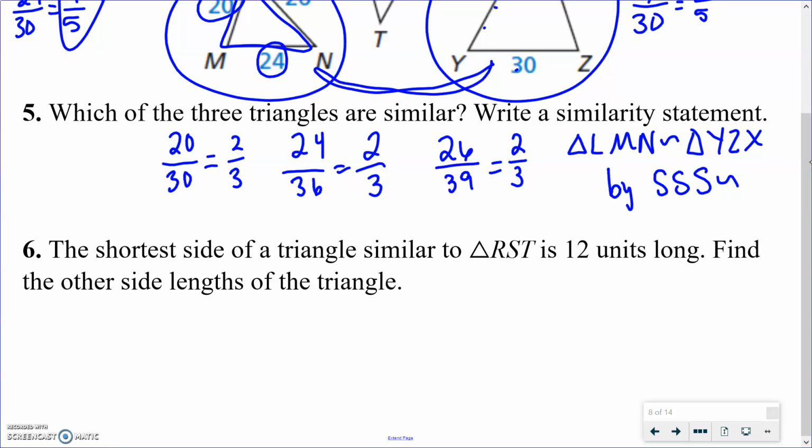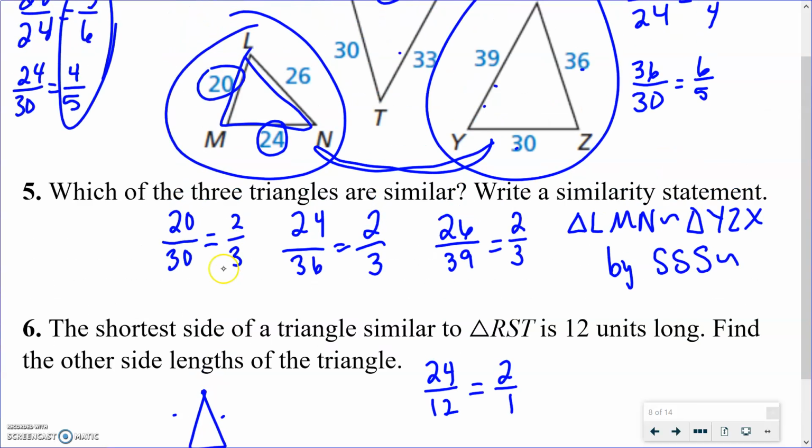So we have this triangle, we know the shortest side is 12, and it's similar to RST, which on RST we know the shortest side is 24. So we're going to say 24 over 12 to get that similarity ratio. So we know it's 2 to 1. Then we can use that to find these other two side lengths.